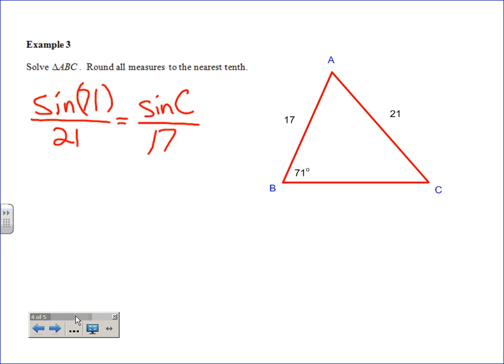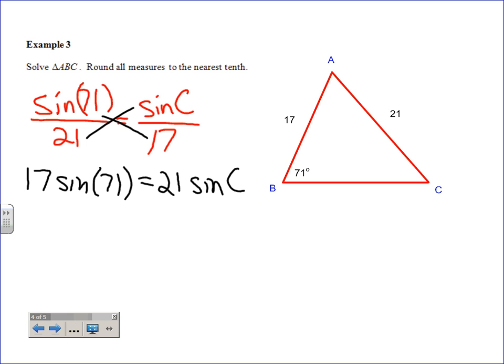So the difference here is that the variable is a little bit harder to get to than if I give you two angles, right? So does that change how you solve proportions? No, it's still cross multiply. That hasn't changed a thing. I'll still go 17 times the sine of 71, and it's going to equal 21 times the sine of c.